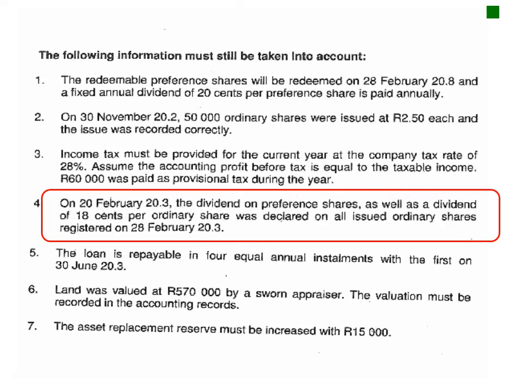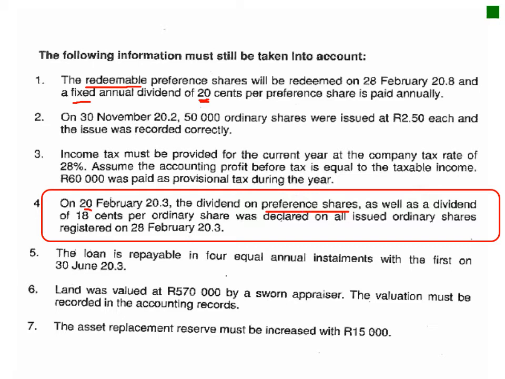One thing that we need to remember, in this question we said because the preference shares are redeemable, that means they are like a liability. So that means this dividend of 20 cents per share is actually going to be considered to be interest, because this is a liability, the dividend is fixed, we're going to pay it every year, so this interest expense has to be accounted for. So they've told us on the 20th of February the dividend on the preference shares was declared.